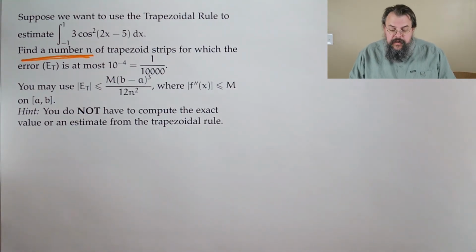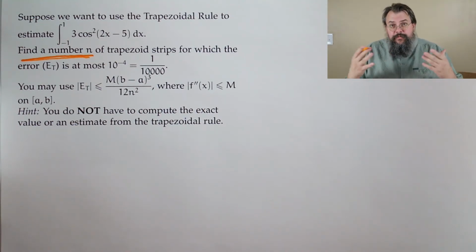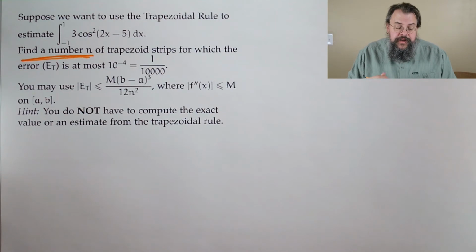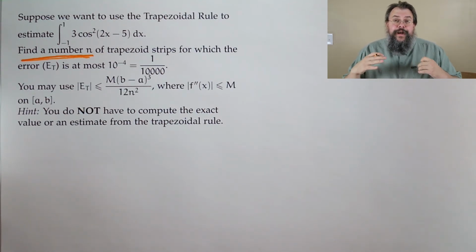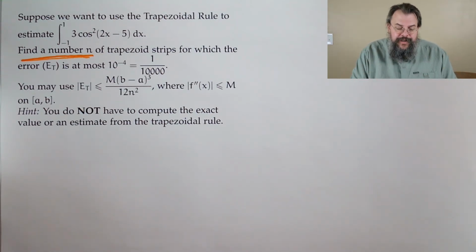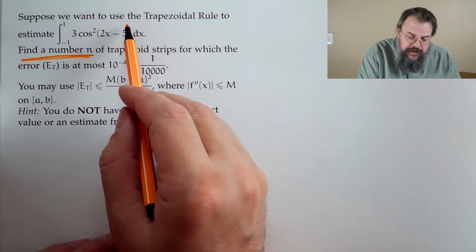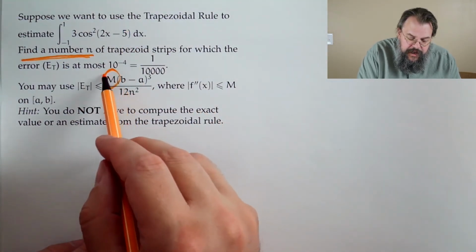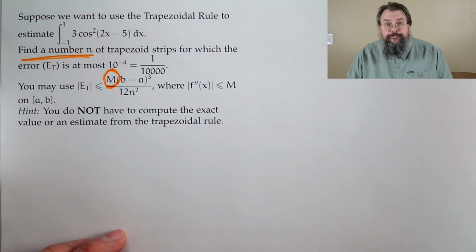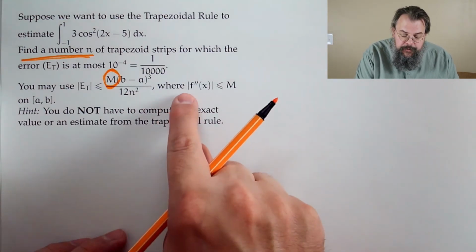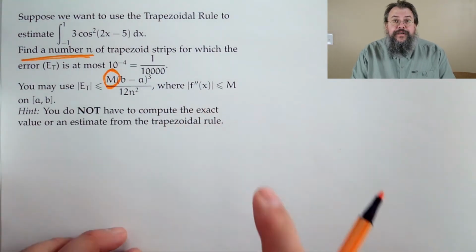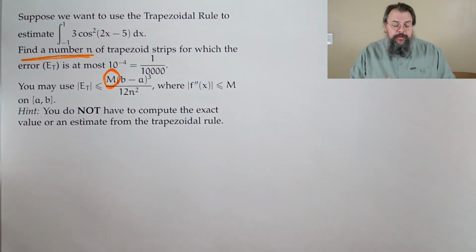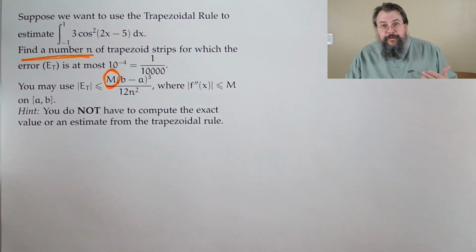So, what do we need? Well, what's the difference here? We did some problems like this a little while ago. The difference is now we don't have a bound given to us for M. So we have to spend time here on what M is. We know M is bounding the second derivative. So that's where we're going to be spending the time on this problem.